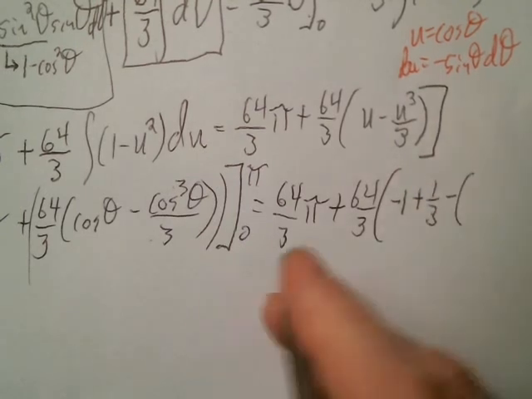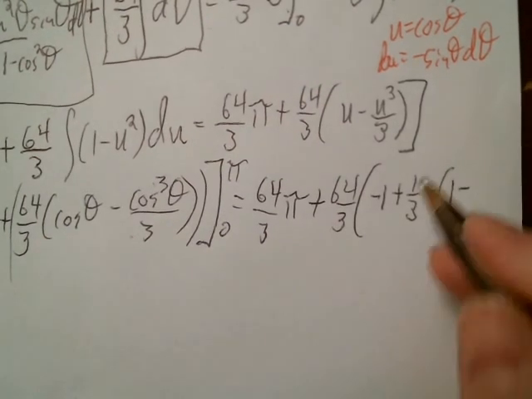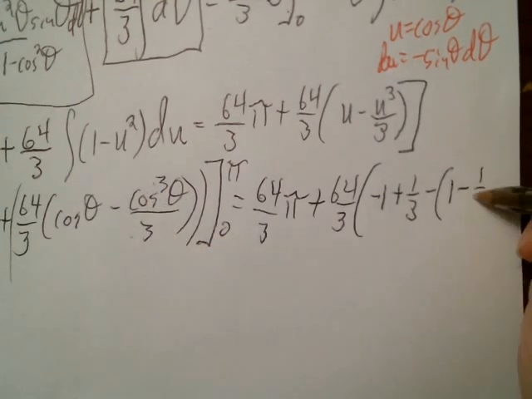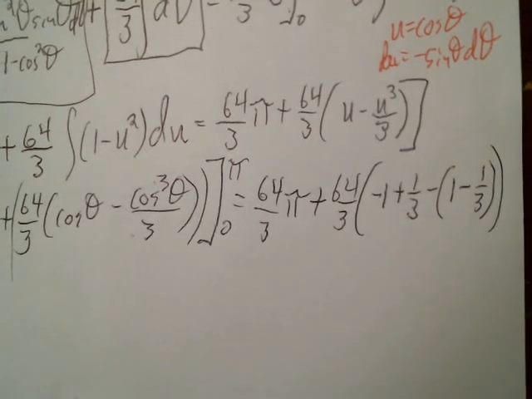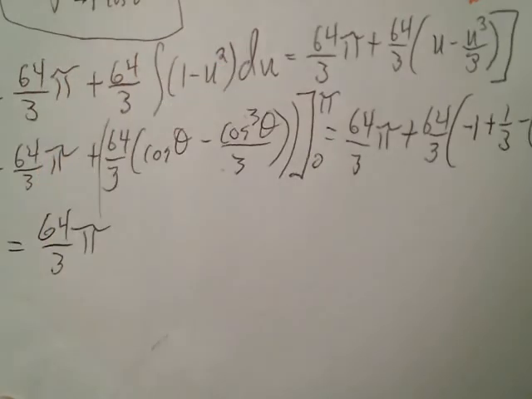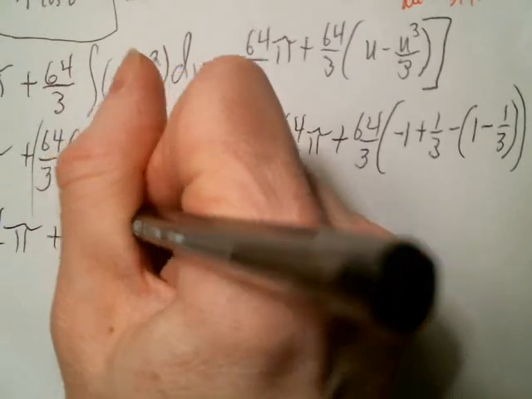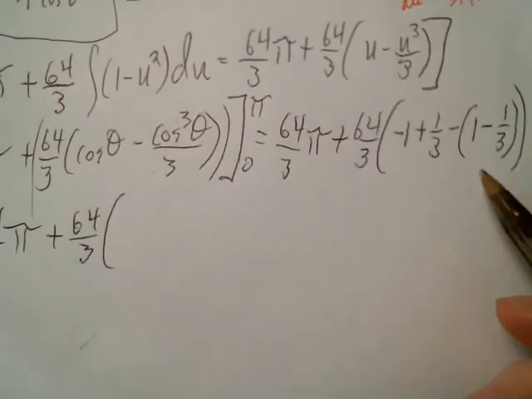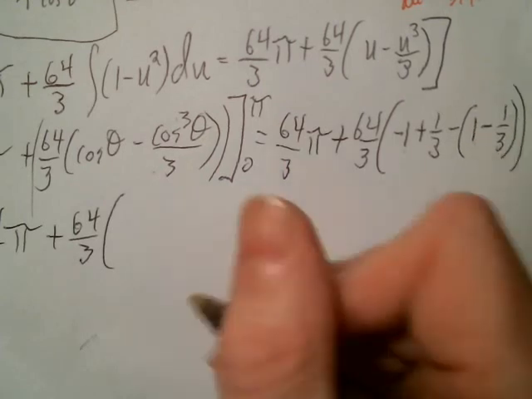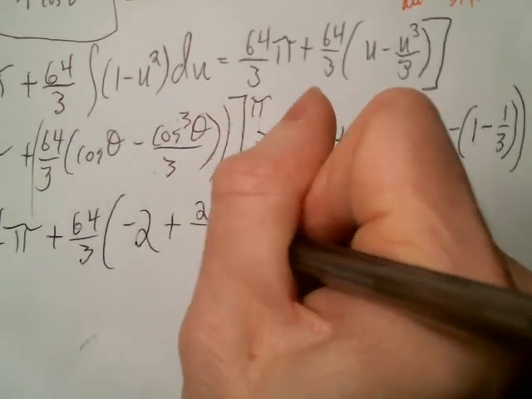And then minus this thing evaluated at 0. So cosine of 0 is 1. Minus cosine of 0, 1 again. 1 cubed is 1, so minus 1 over 3. Okay. Almost there. 64 thirds pi. And then all this junk, plus 64 thirds times -1 plus, well, it's -1 plus another -1 is -2. And then we have a 1/3 plus 1/3 is plus 2/3.